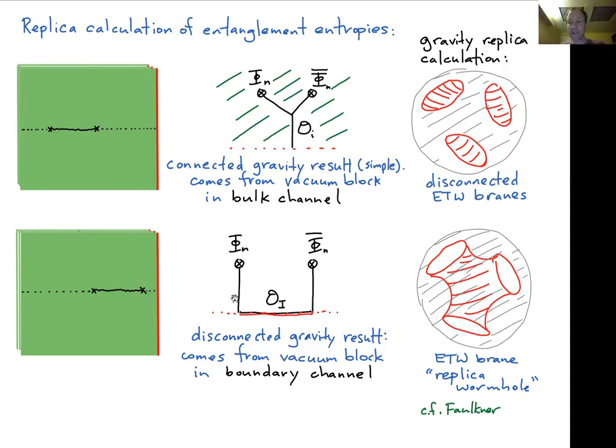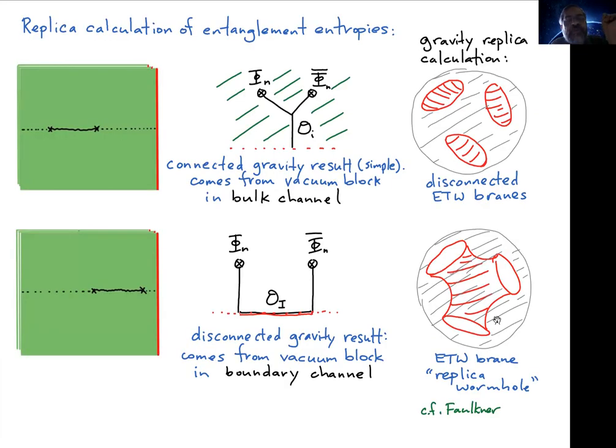People have been talking about these multi-boundary wormholes contributing to certain gravity calculations. So this is like a multi-boundary or replica wormhole geometry for our end of the world brane. And we're actually going to connect this to some of the black hole evaporation calculations that people have been talking about.